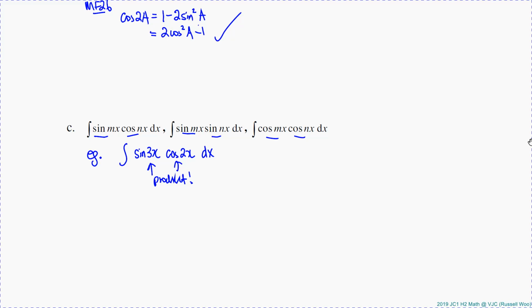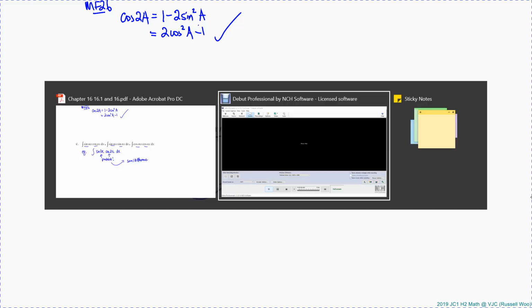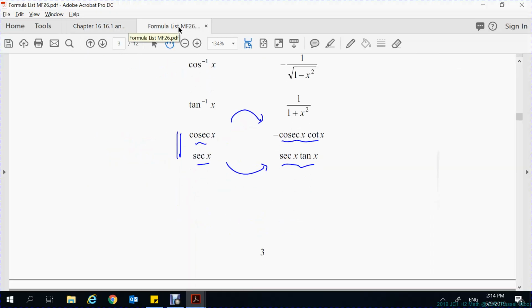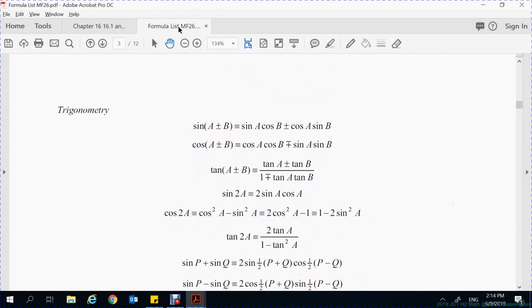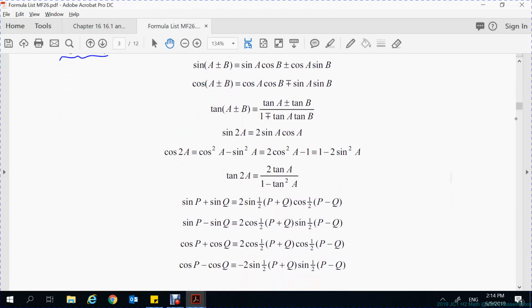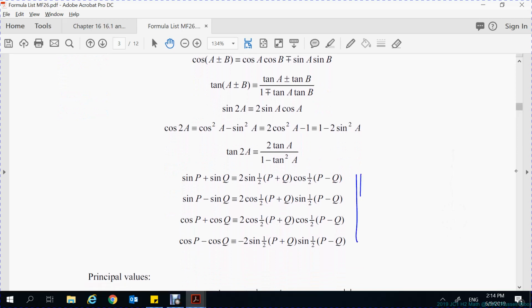So here we have to look at MF26. How can we convert a product to a sum or difference? If we are able to do that, then it becomes easy. So let's go to MF26 now. Here, you look under trigonometry. There are these four formulas here. Now you refer to MF26 while I change back the screen.